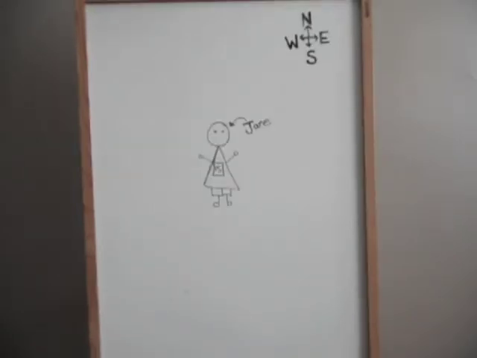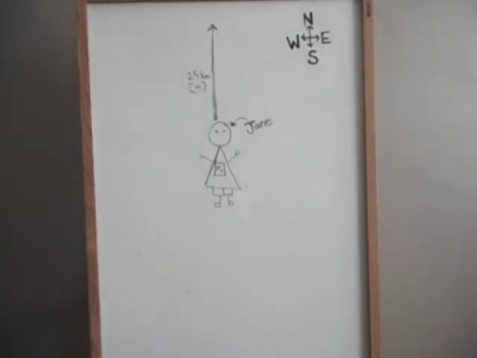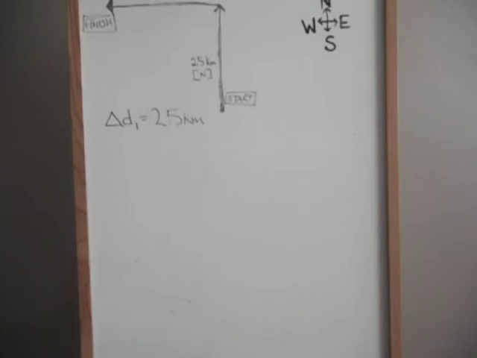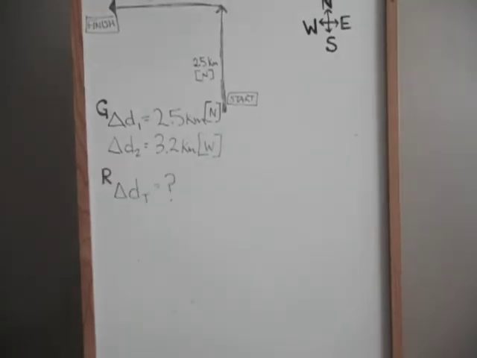For the marathon, Jane ran 2.5 kilometers north. She then ran 3.2 kilometers west in order to reach the finish line. What was Jane's total displacement after she finished running this marathon? From this question, we are given delta D1, which is her first distance, which was 2.5 kilometers north. Also given is Jane's second distance, which was 3.2 kilometers west. This question asked us to find Jane's total displacement.